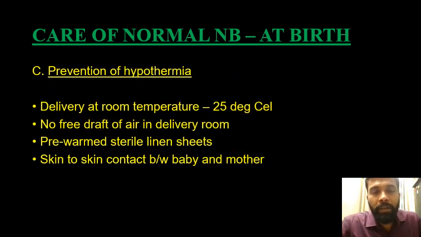Next main thing you have to be careful at birth is hypothermia prevention. The delivery room temperature has to be maintained at a minimum of 25 degrees Celsius, and there should be no free draft of air in the delivery room. There should be pre-warmed sterile linen sheets, and skin to skin contact between baby and mother must be ensured, provided that the baby is not sick or needing resuscitation.